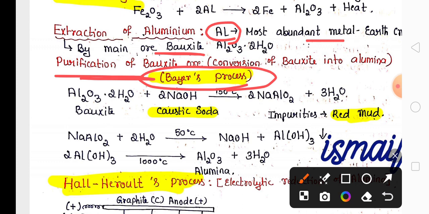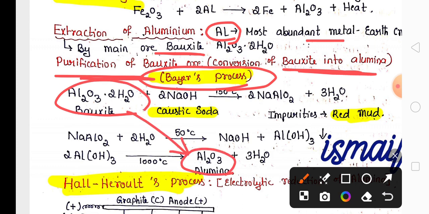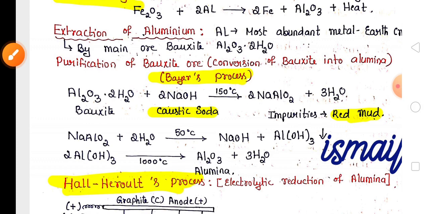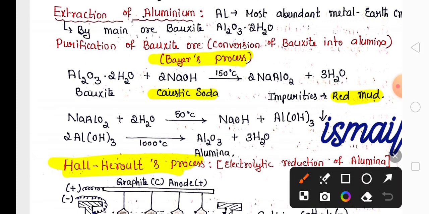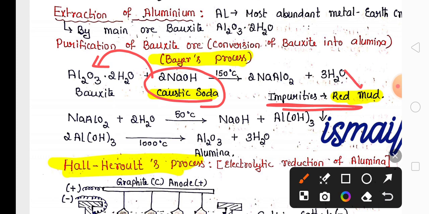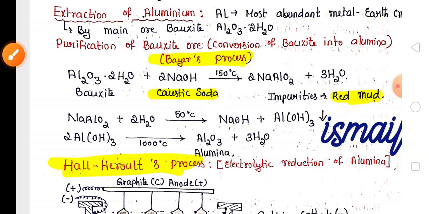So here in Bayer's process, we are going to convert bauxite ore into alumina. This conversion we are going to do in Bayer's process. In Bayer's process, we use one solvent called caustic soda. In this solvent, bauxite ore is soluble, whereas impurities are not soluble. They form red mud, that is removed by filtration. So it has three steps.